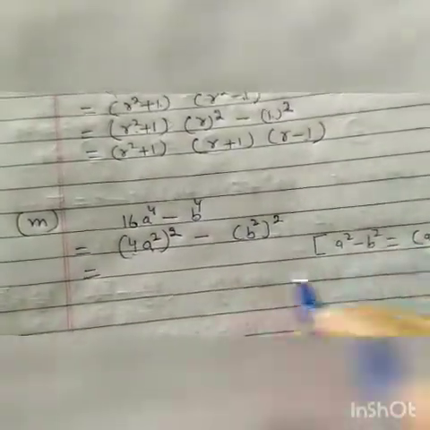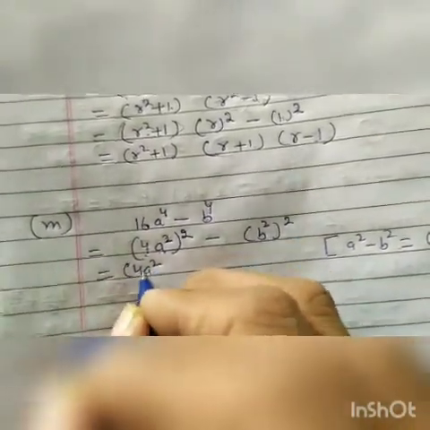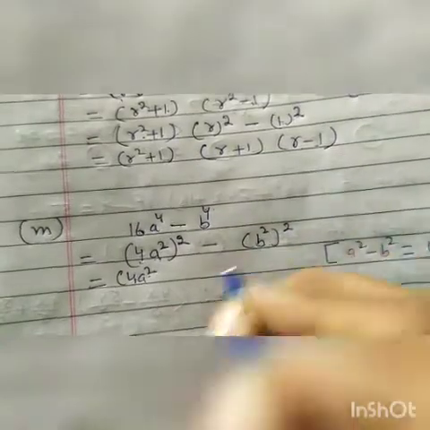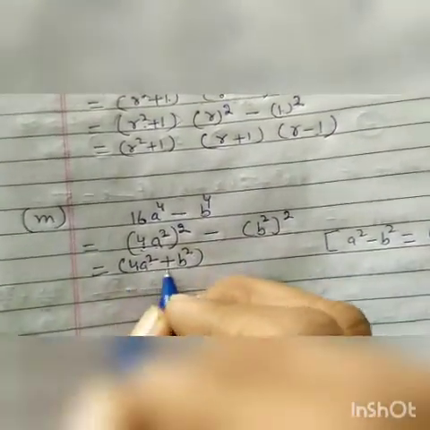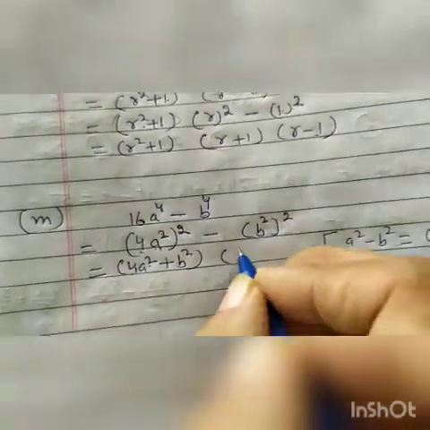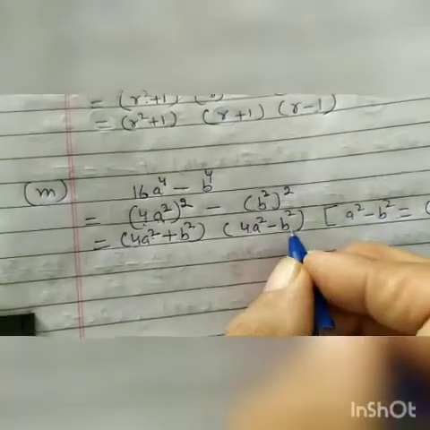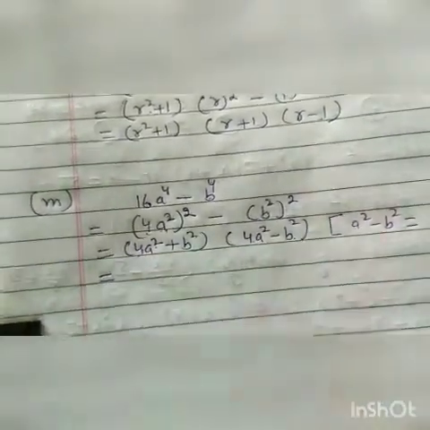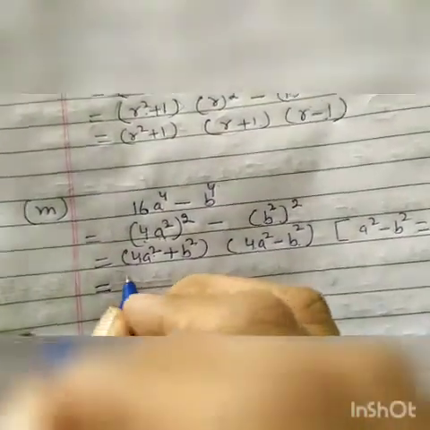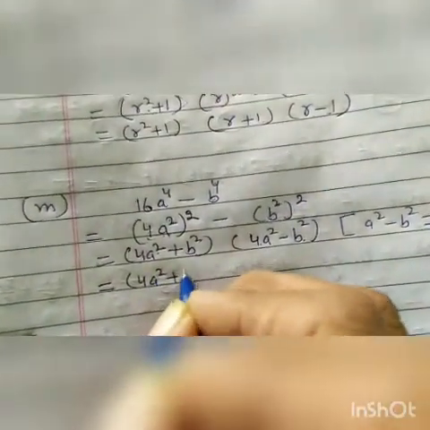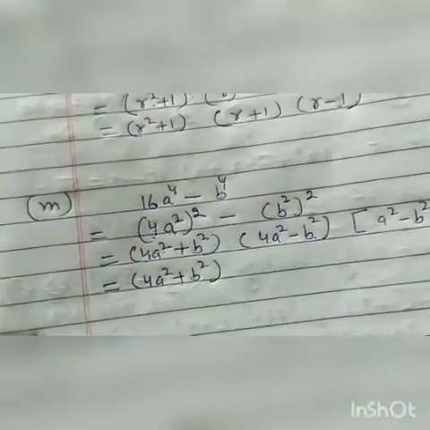And what is the value of a? A is 4a square. So we will write 4a square. A plus b, b is b square. So 4a square plus b square. This is a plus b. Then a minus b, 4a square minus b square. It is a minus b. Now again we will use the same identity. It will be written as 4a square plus b square. This bracket with the plus sign will be written as it is.